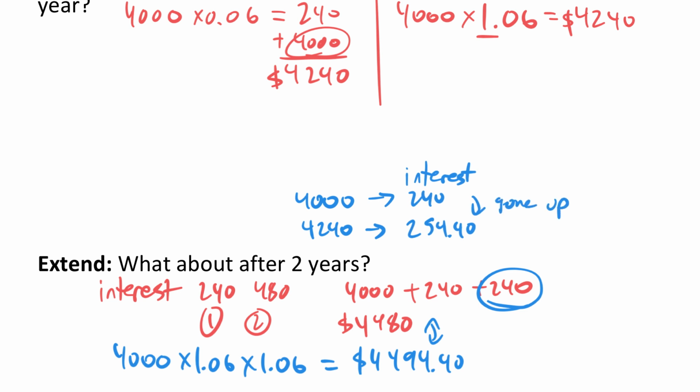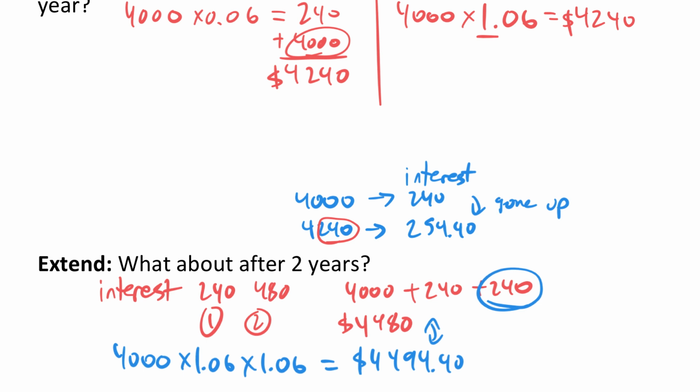So if you notice, your interest has gone up. The reason is that you're getting interest not just on the 4,000, but you're also getting interest on that extra 240. In other words, you're getting interest on your interest. This is called compound interest, and it helps you get more interest, which is a good thing if you're investing, because more interest, more money, this is definitely something you want.